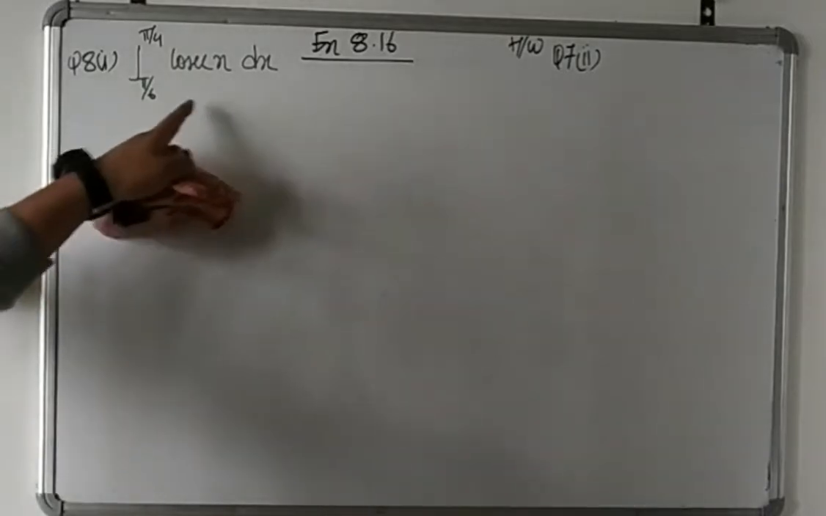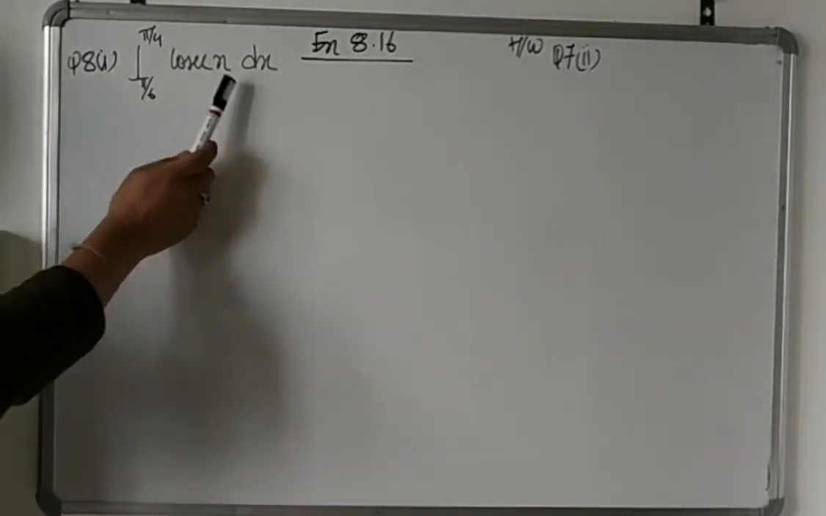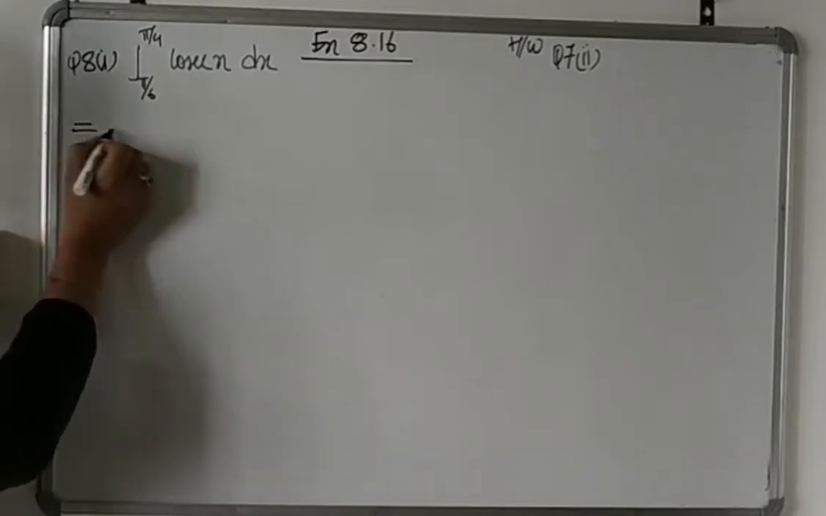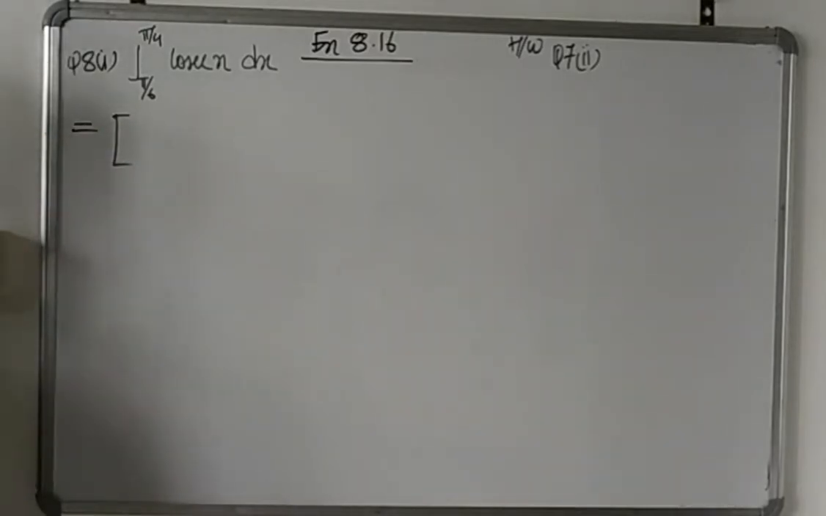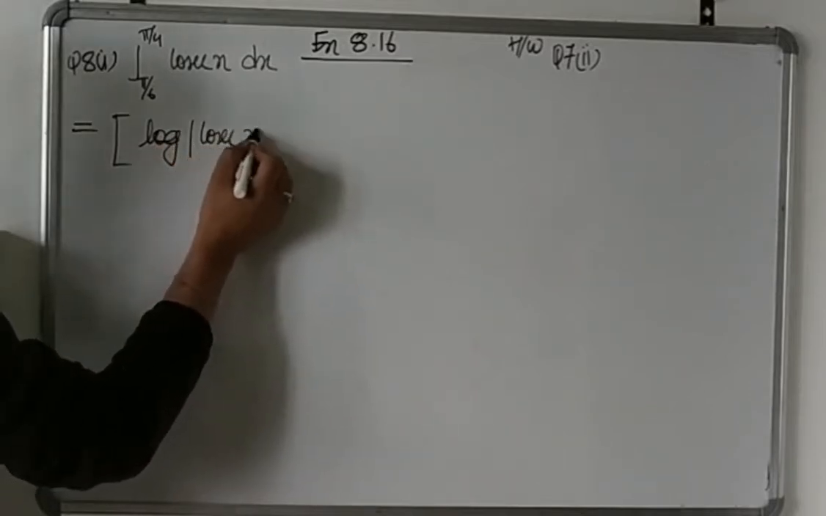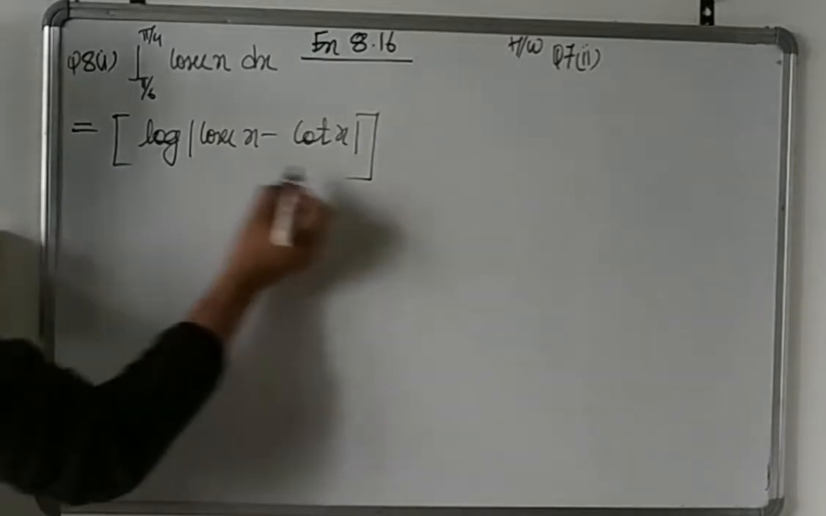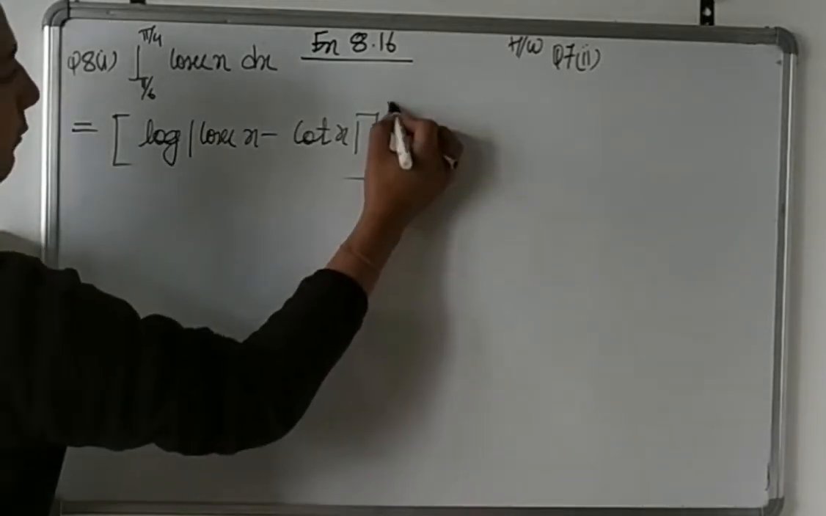I'm moving to question number 8. Integration pi by 6 to pi by 4 of cosec x. Now the important thing out here is we should be knowing integration of cosec x. So we know the formula. Integration of cosec x is log modulus of cosec x minus cot x. Simple, isn't it? And from pi by 6 to pi by 4.